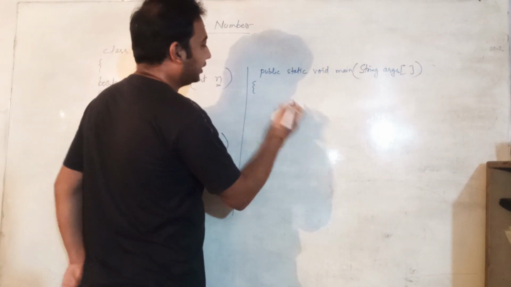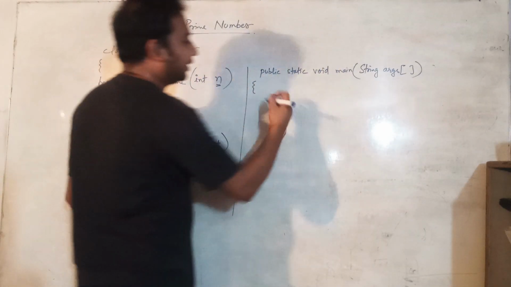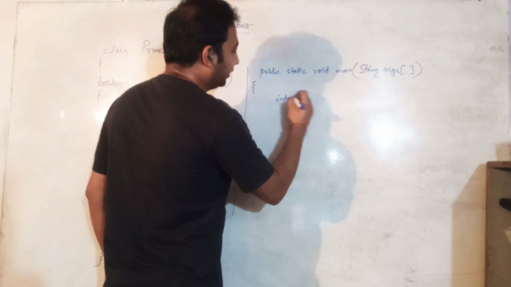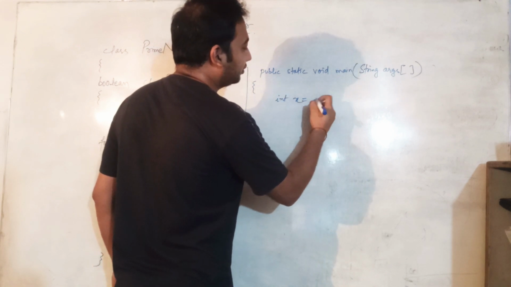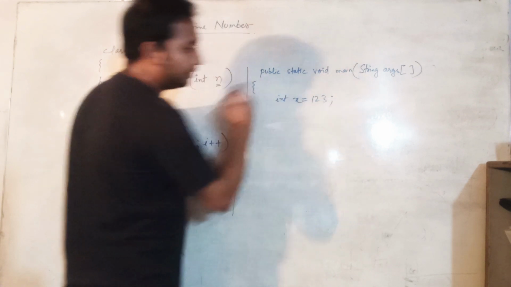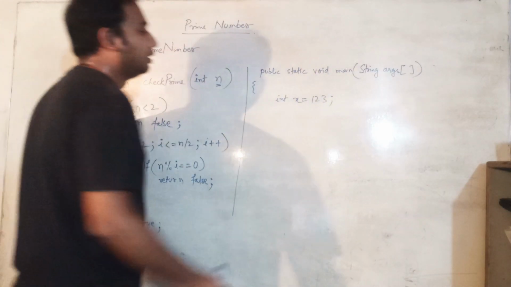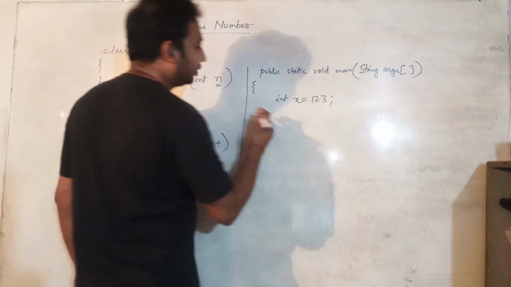And here what will we do? We will take any number, int x equal to 123. Let's see if it is a prime number or not. For checking it, we don't need to do anything special.